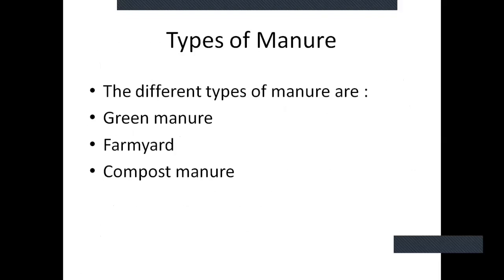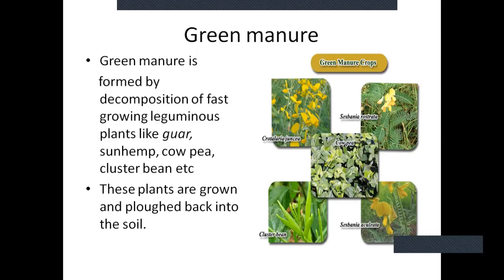This is just for your knowledge. What are the different types of manure? There are three different types of manure: green manure, farmyard manure, and compost manure. We'll see one by one what these three different types are. First is the green manure.